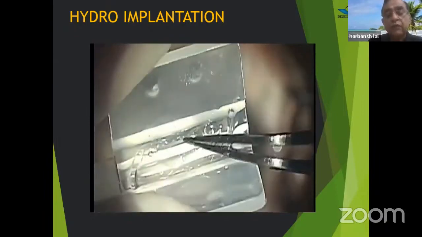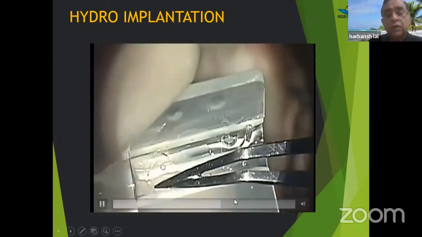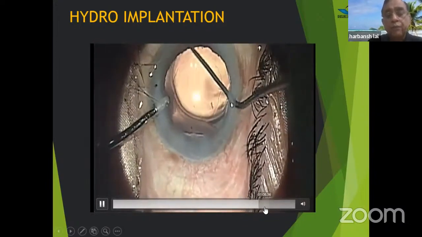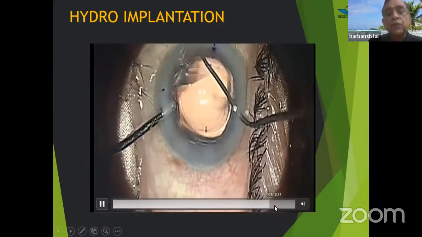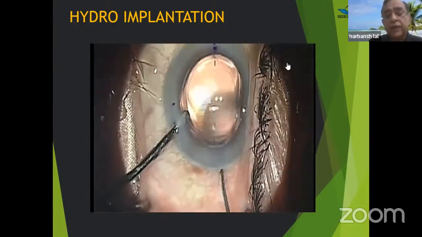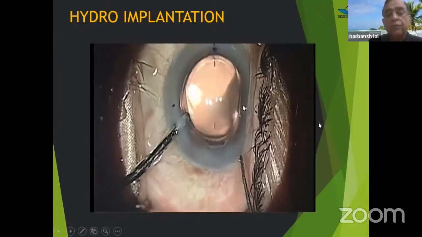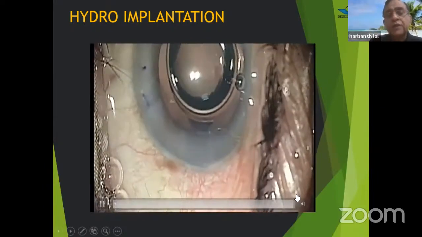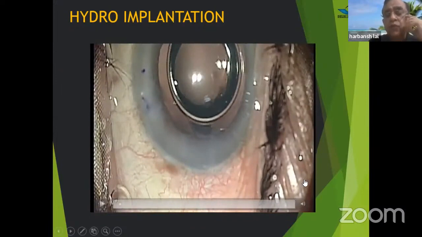So in this case, what I wanted to show, another important point, was that before you withdraw, this infusion cannula is inside the eye. So before you withdraw, you must put air to press it from the top, so that the lens does not pop up and the chamber does not collapse.